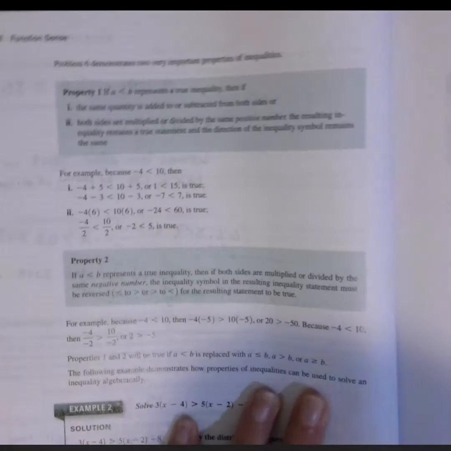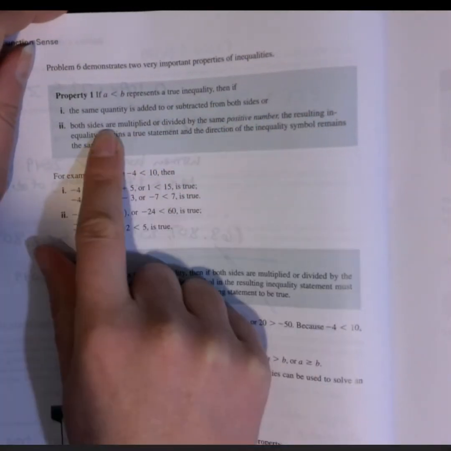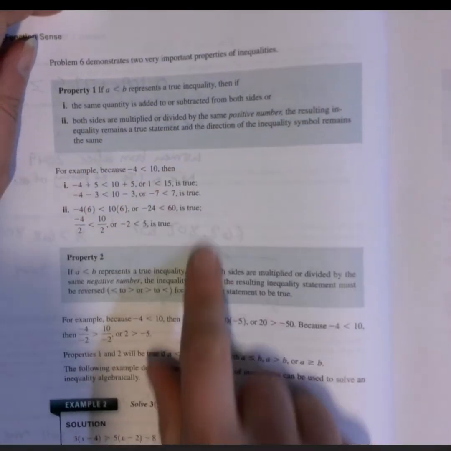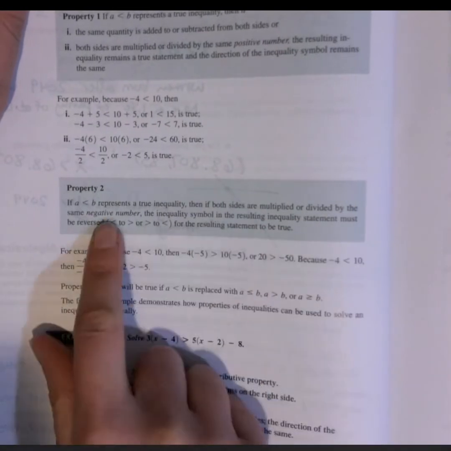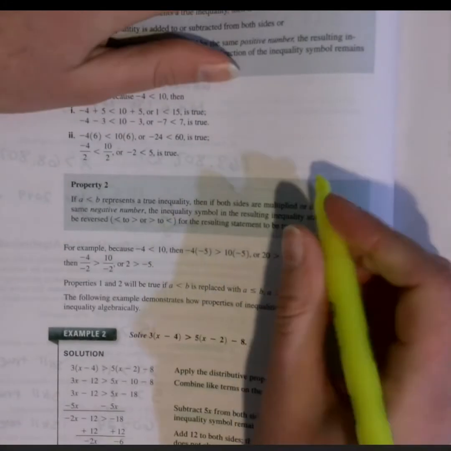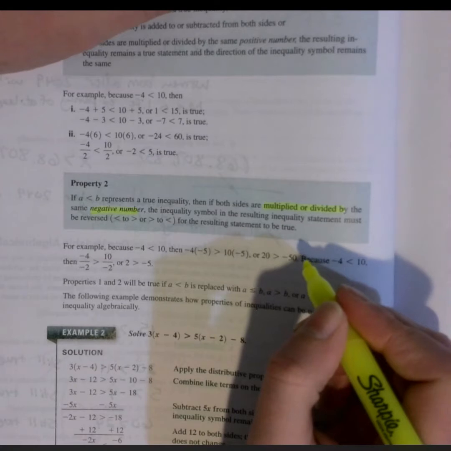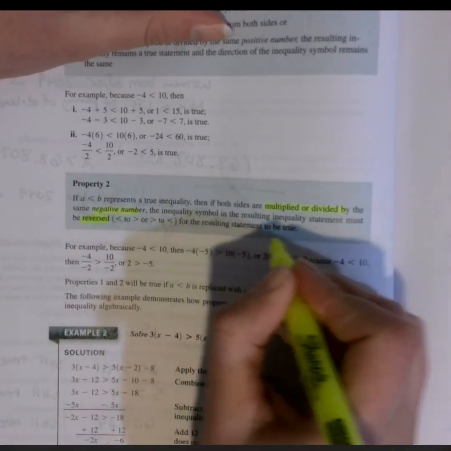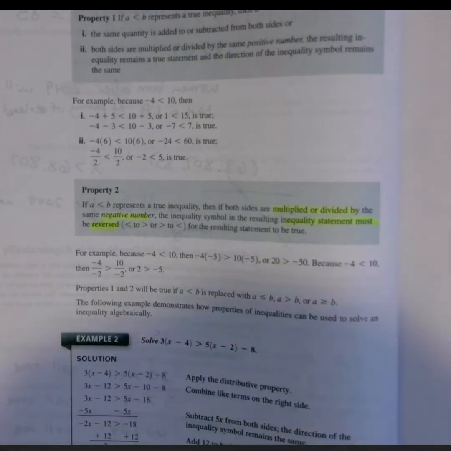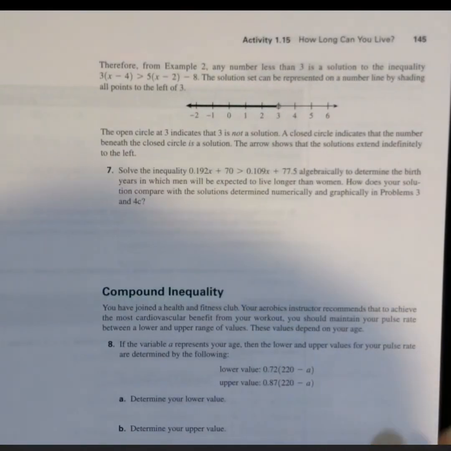Okay, so in property 1, if the same quantity is added or subtracted to both sides, or divided by or multiplied by a positive number, then the inequality is the same. Property 2, if you multiply or divide by a negative number, that's the important one, then you have to switch the inequality. So if you multiply or divide by a negative number, the inequality symbol must be reversed. Okay, a couple examples of that. We're going to go on to number 7.